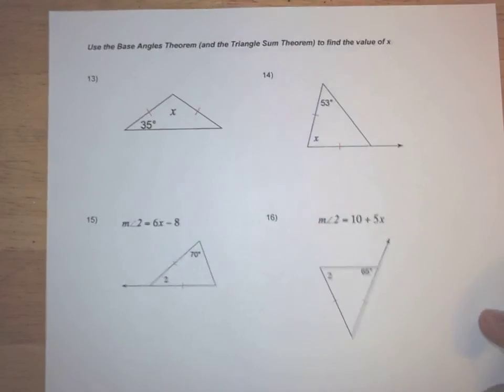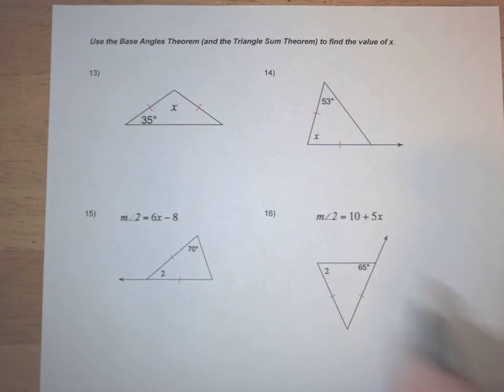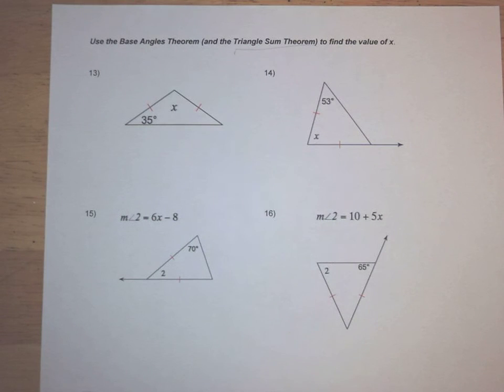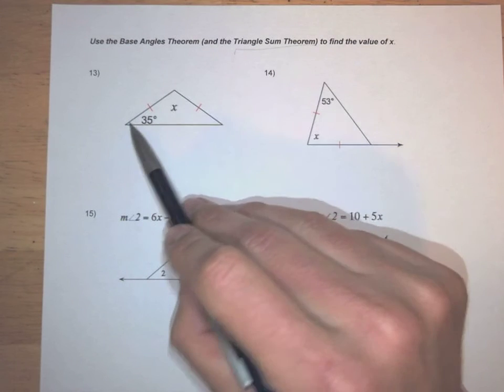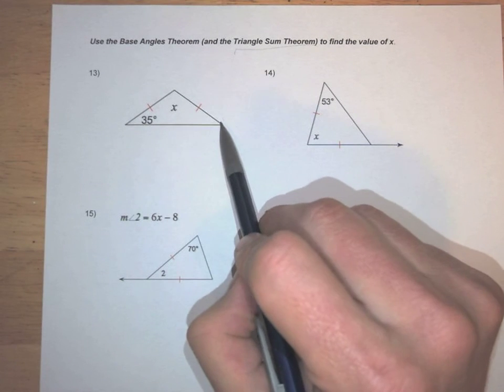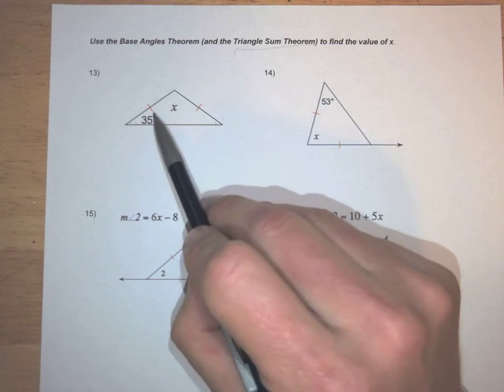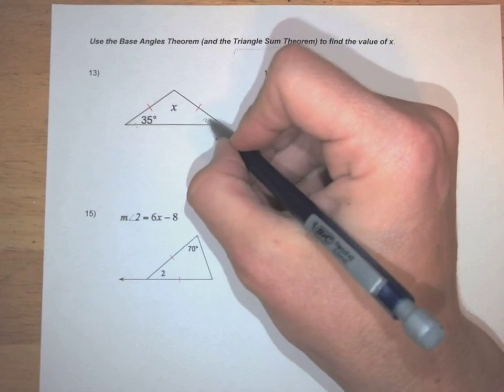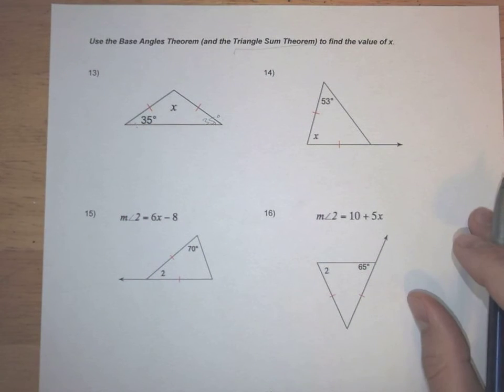Okay, in these problems, we're going to use the Base Angles Theorem to find the value of x. We also might use the triangle sum theorem. Oh, we probably will. So check it out. Isosceles triangle, right? Here are the base angles, the angles opposite the congruent sides. So if this one's 35, this one's got to be 35, right?